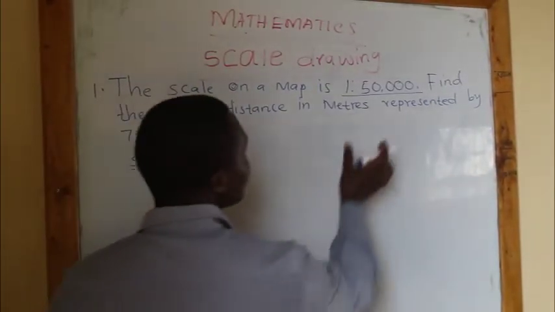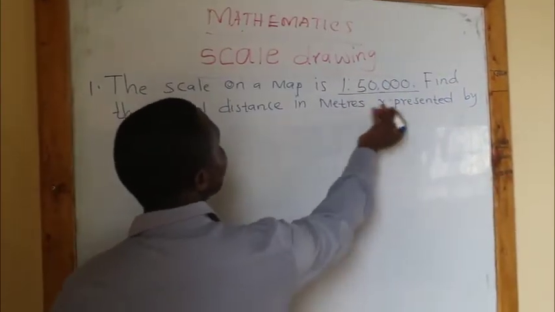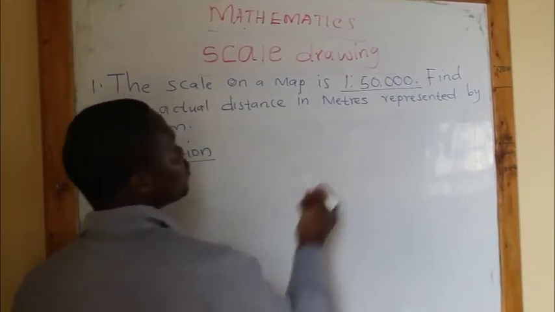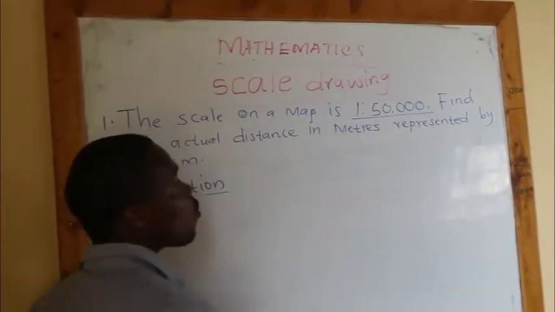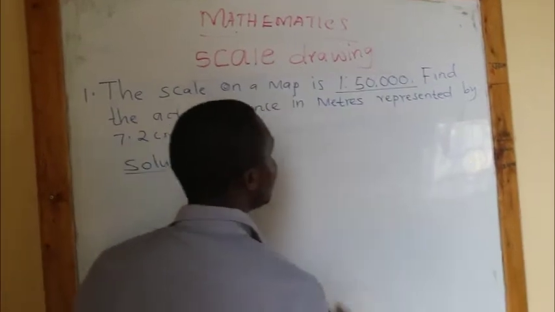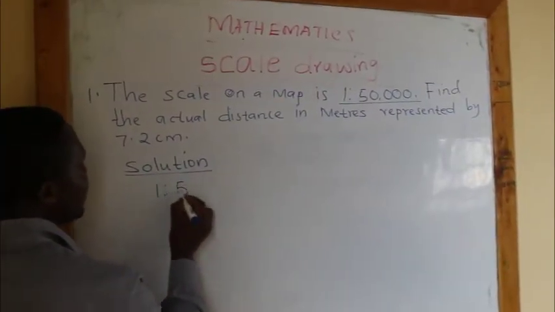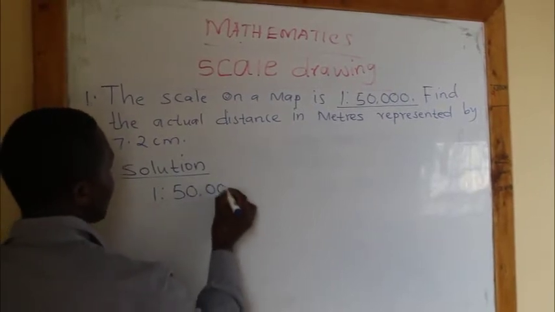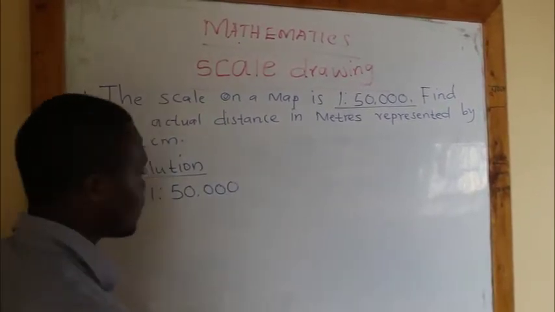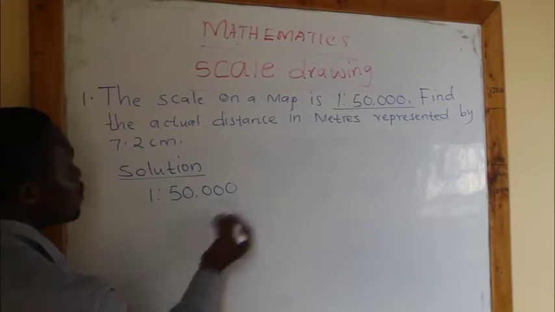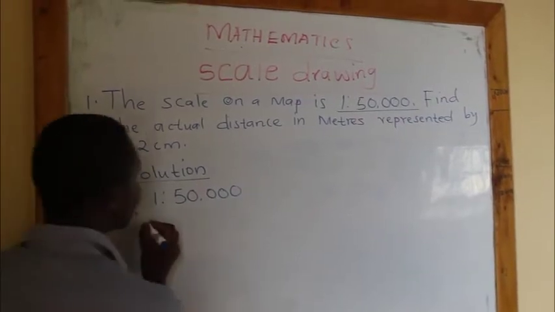In this case, the scale on the paper is 1:50,000. You can see that on this scale, we don't have the units. The units are not written here. It is just written 1:50,000. So I'll write my scale as 1:50,000. Why are the units not written here? Because this is a scale.